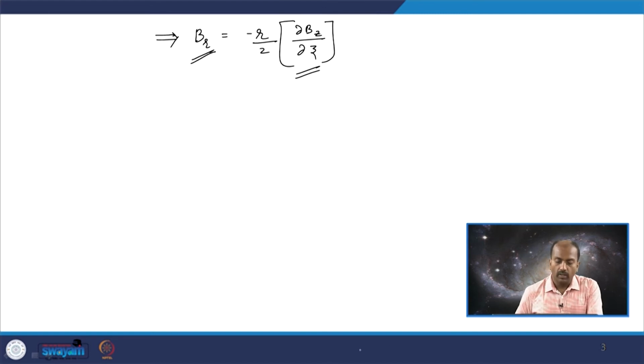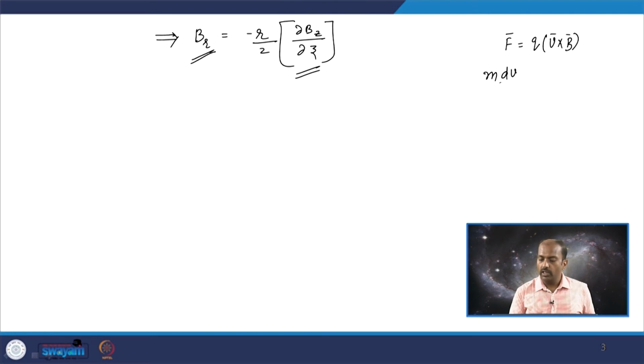It is very simple. And how does Br change? Br changes linearly with respect to R this time, right. So, let us say now this is the third time that we are dealing with the magnetic field and charged particle. In every case we always say that the force that is experienced by the particle is always simply Q times V cross B. So, the differential equation is m dV by dt is Q times V cross B.